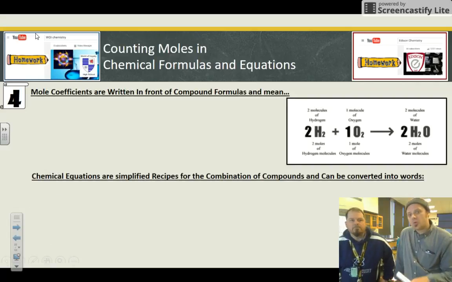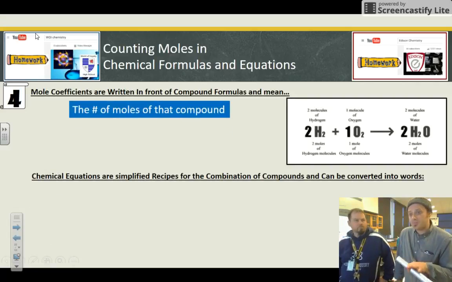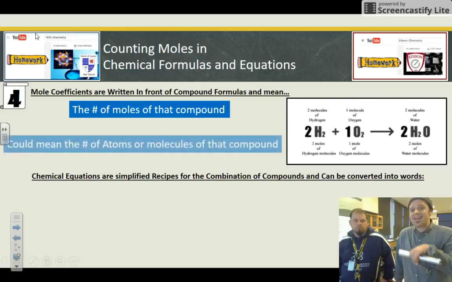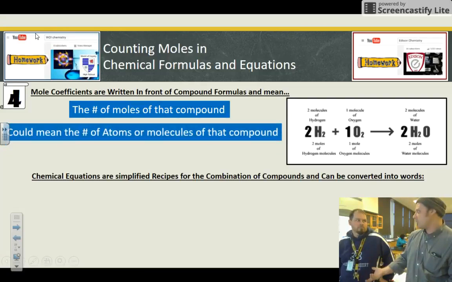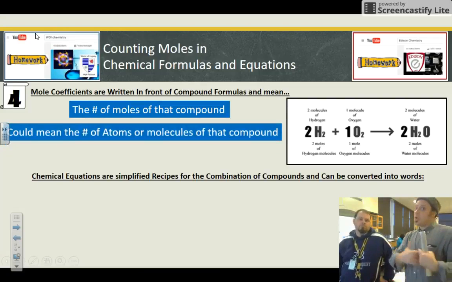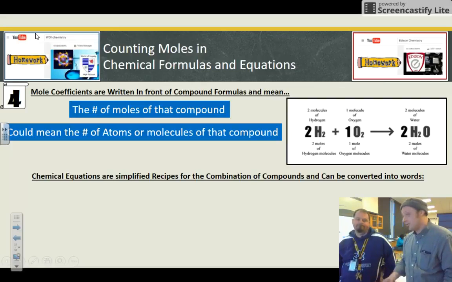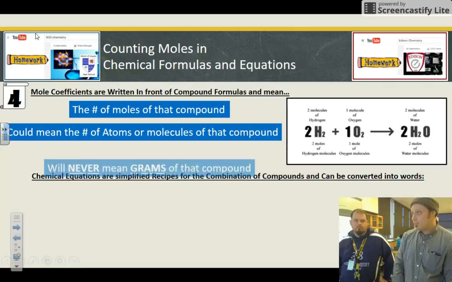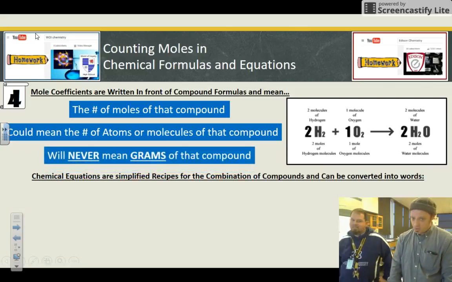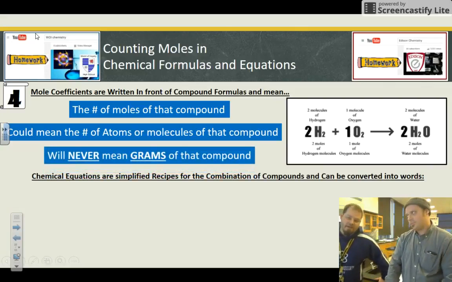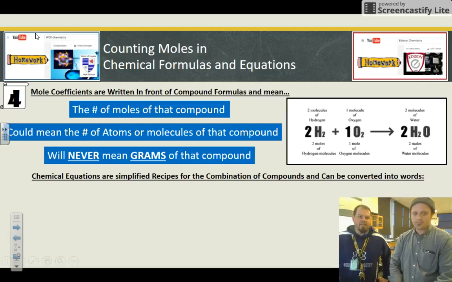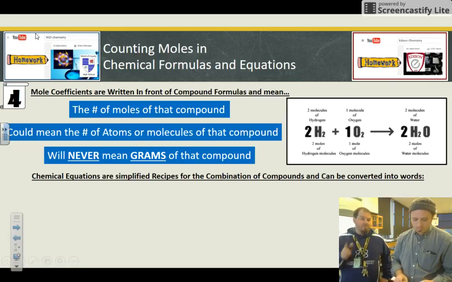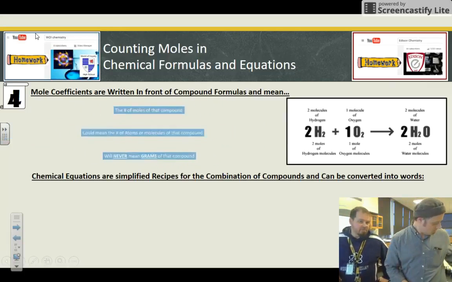So mole coefficients are written in front of compound formulas and mean something else. It means the number of moles of that compound. We just showed you how many moles of atoms were within a compound, but you could double or triple the number of compounds itself. So this could mean the number of atoms or molecules in that compound. It's never going to mean grams, though. Never, because you can't relate grams that way. We have to go through a special avenue to get there.